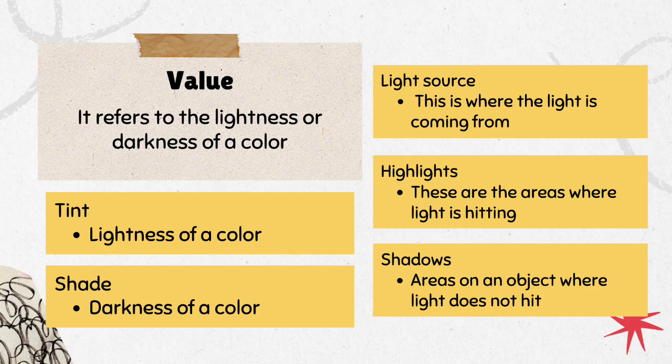Artists use this element to create contrast or to emphasize certain areas in a composition. In discussing value, we have 5 key terms that you should know. First is tint, which refers to the lightness of a color, while shade is the opposite of it, because shade refers to the darkness of a color. Next, we have light source, which is where the artist creates an illusion that a light is coming from a certain direction. Highlights are the areas where the light from the light source is hitting, and lastly, shadows are the areas where light is blocked and cannot reach.